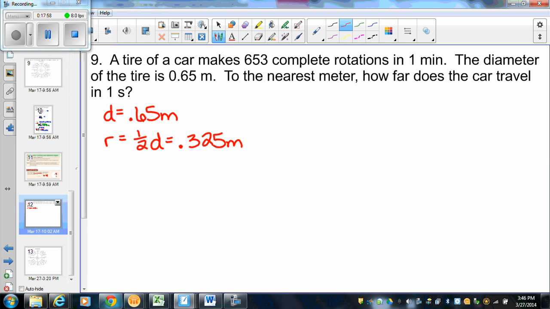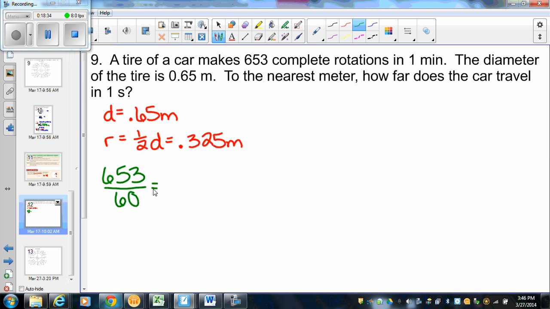So the next thing I need is theta. And it needs to take into consideration that I have done 653 full rotations in a minute. But it's asking about how far the car travels in 1 second. So what I need to do then is take those 653 rotations and say, okay, so in 1 full minute, I can go that many rotations. How much could I go in just a second? Well, we would have to divide that by the amount of seconds there are in a minute. So we would divide it by 60 seconds.